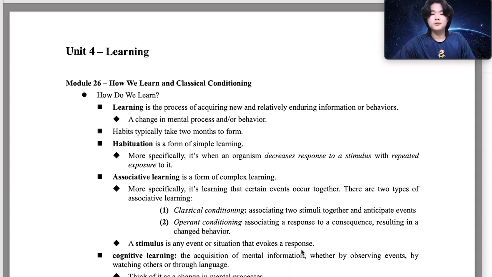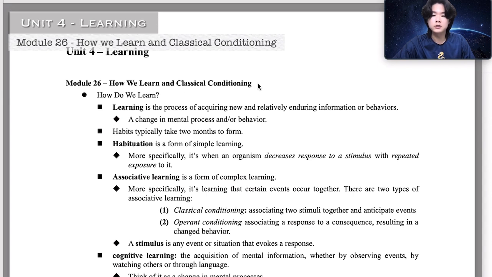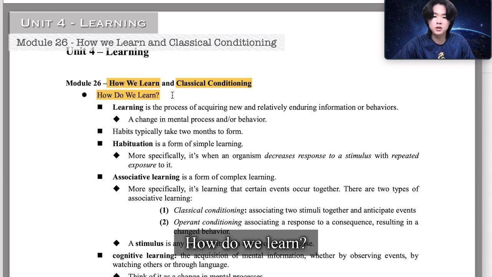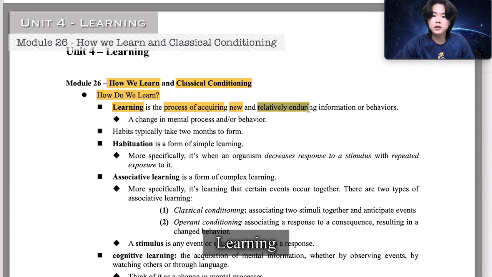In today's lecture, we're going to look at Unit 4, Learning. What learning is about is how we learn things through classical conditioning. So the big question is, how do we learn? Learning is the process of acquiring new and relatively enduring information or behaviors. A change in mental process and or behavior could be defined as learning.